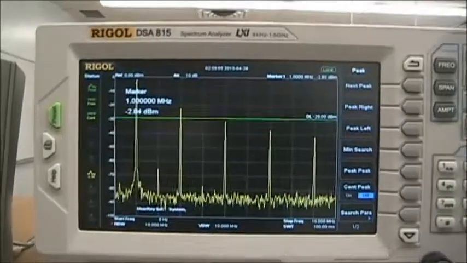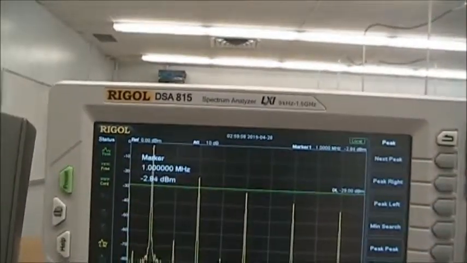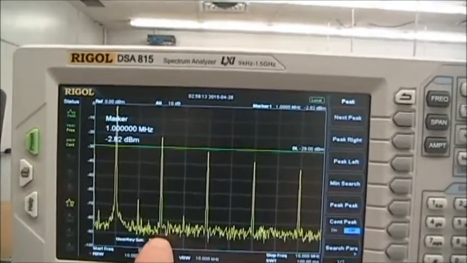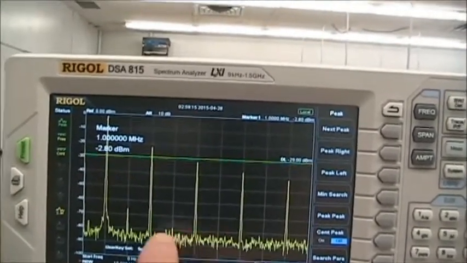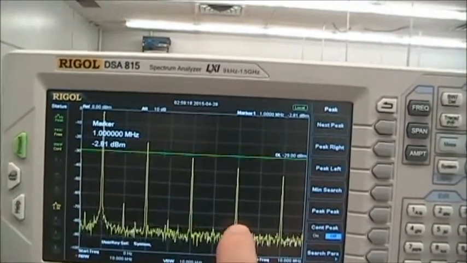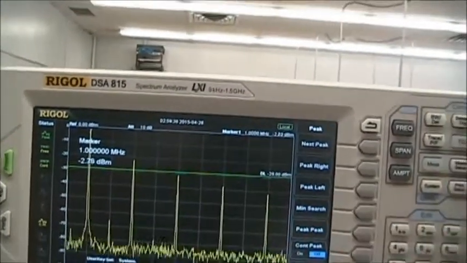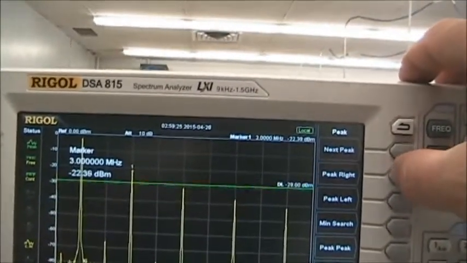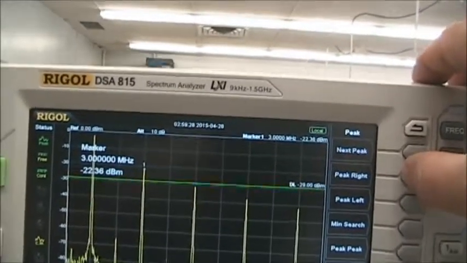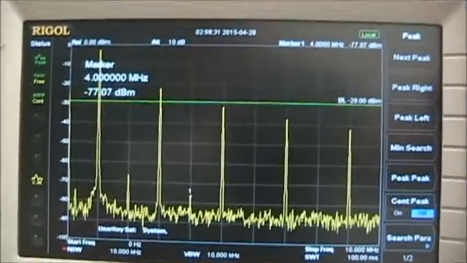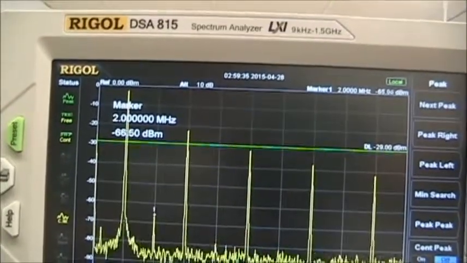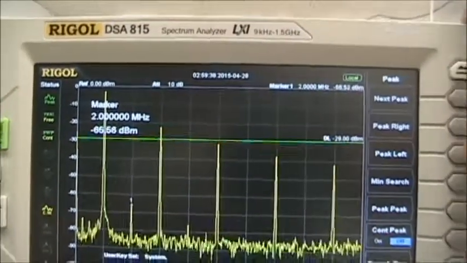If we look at the analyzer, we will see again our peak signal at 1 megahertz, but we also see larger values at the odd harmonics, the third, the fifth, the seventh, the ninth. Record these values by using the peak and the next peak right value to record those values. Even harmonics will also be indicated, in this case 4 megahertz and 2 megahertz, the fourth and second harmonic.